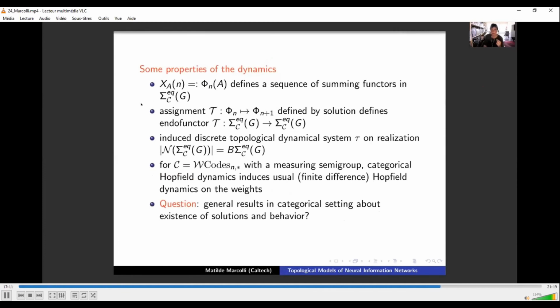The dynamics have various properties. For example, this is dynamics in a category, so one can try to formulate certain properties at this categorical level, like existence of fixed points and so on. But one thing is that it induces a discrete topological dynamical system on the realization of the nerve of this category. And so one can also study this as a usual dynamical system in this topological sense. There are quite a lot of interesting questions that I don't know how to answer at this stage about this kind of categorical formulation of dynamics, the existence of solutions and their behavior.